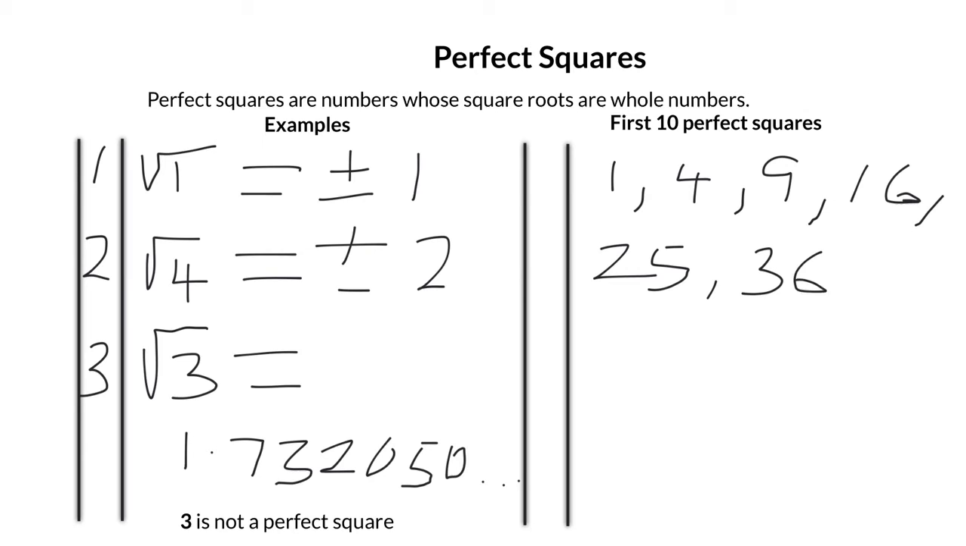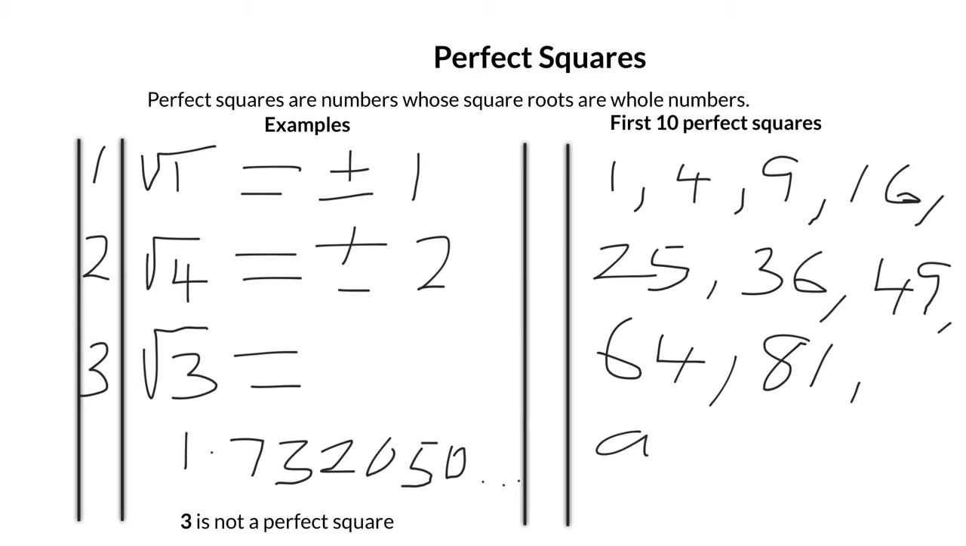36. 6 times 6 will give you 36. 49. 7 times 7 will give you 49. 64. 8 times 8 will give you 64. 81. 9 times 9 will give you 81. And 100. 10 times 10 will give you 100.